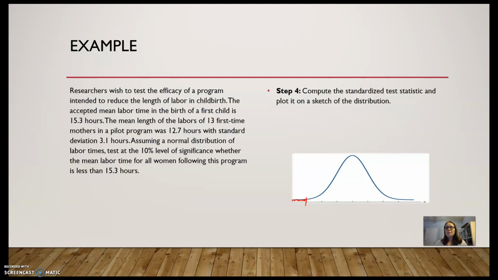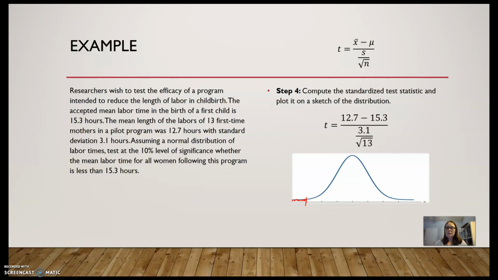Step 4, I'm ready to compute the standardized test statistic and plot it on the sketch here. So I need a formula. Okay, we said we're doing a t-test, so I need the formula for a t-score. And there it is, x bar minus mu divided by s over the square root of n. This is where that first step comes in handy because I identified all of those values at the beginning, and now I just need to plug them in.